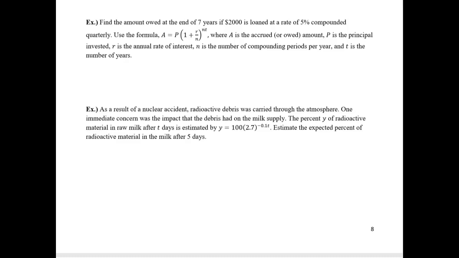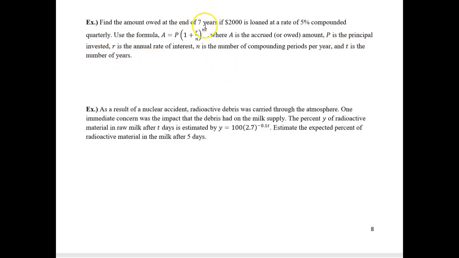In this video, we are going to be talking about applications of exponential functions. So this first problem says, find the amount owed at the end of 7 years if $2,000 is loaned at a rate of 5% compounded quarterly. Use the formula A equals P times the quantity 1 plus R divided by N to the NT power, where A is the accrued or owed amount, P is the principal invested, R is the annual rate of interest, N is the number of compounding periods per year, and T is the number of years.